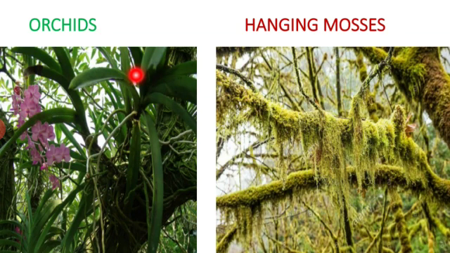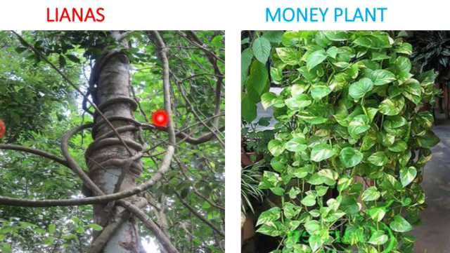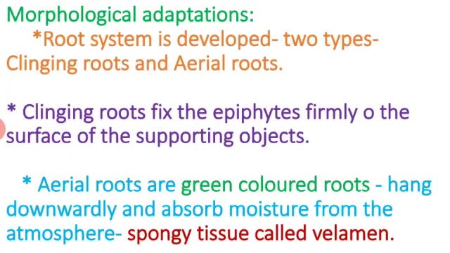This is orchid, hanging moss, liana as well as money plant. These are some of the examples of epiphytic plants. Here, the morphological adaptations: the root system is well developed. Here two types of root you can find.